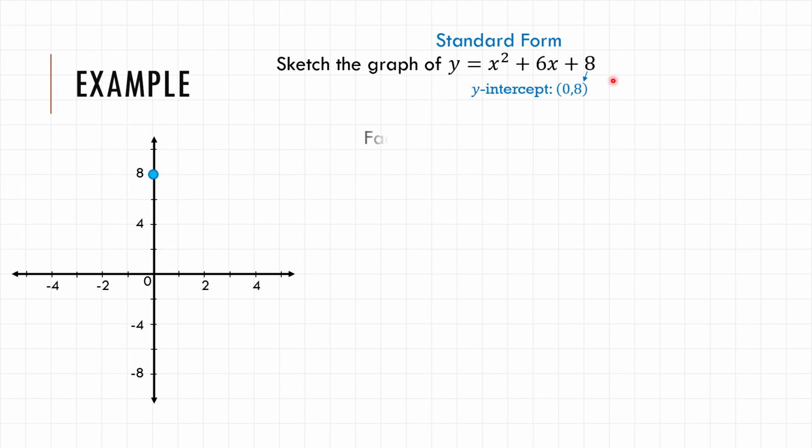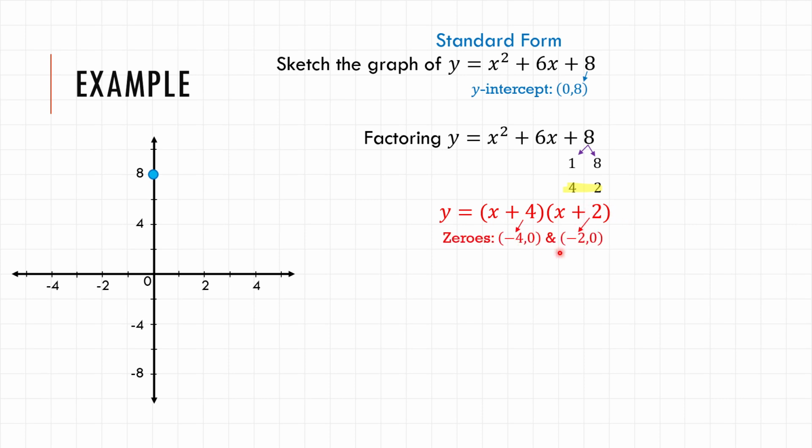Now, if I were to take this and factor it, I need factors of 8 that add up to 6. 1 plus 8 is 9, so that's not 6. 4 times 2 is 8, 4 plus 2 is 6. Oh, that works. So this can easily factor into (x plus 4) times (x plus 2). And so -4 plus 4 would give me 0. -2 plus 2 would give me 0. And those are my two zeros. So I'll plot those on my graph as well. -4 and -2 are my x-intercepts.